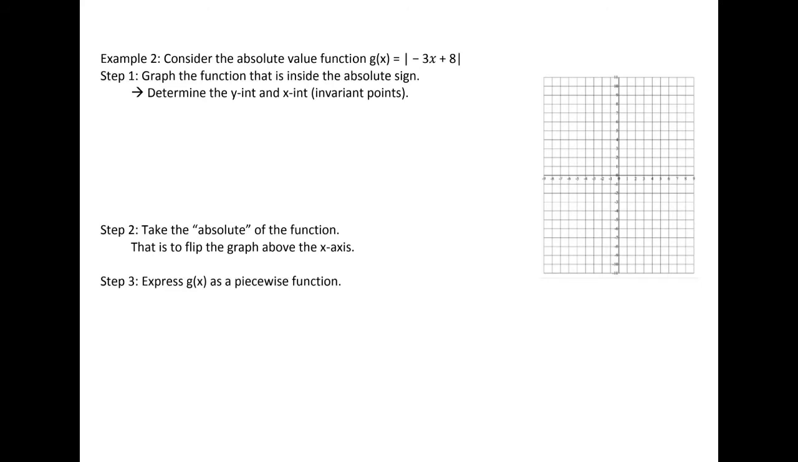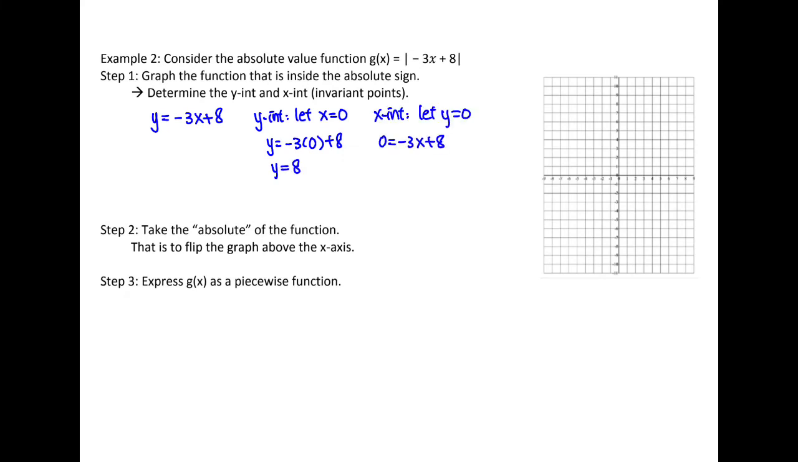Example 2. Now we're going to graph another absolute value function, g(x). Step 1, we're going to graph what's inside the absolute value sign first, which means we're going to graph y equals negative 3x plus 8. First, find the y-intercept. Let x equal to 0, y is going to be 8. Then we find the x-intercept. We let y equal to 0. Then we get x equals 8 over 3, which is our invariant point.